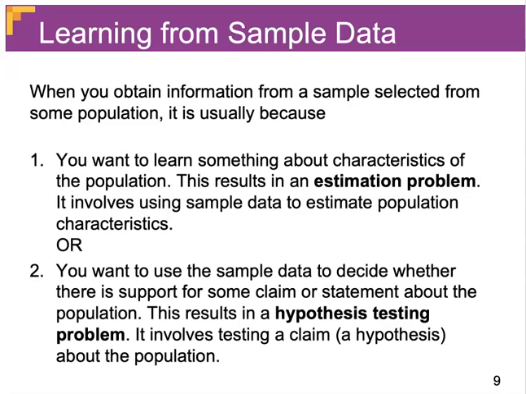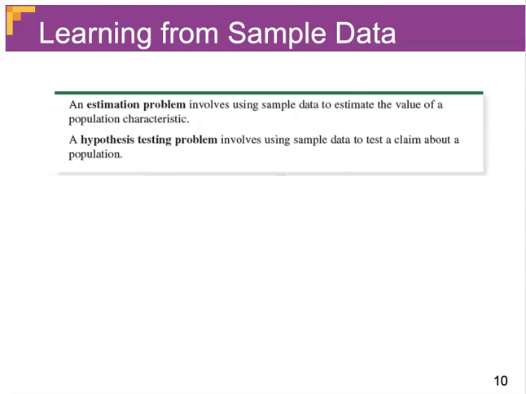Or we might want to do a hypothesis problem where we're going to use sample data to decide whether there is support for a claim or a statement about the population. So there's a subtle difference here. An estimation problem is simply trying to estimate some characteristic, whereas for a hypothesis problem we have some guess as to what we think that characteristic might be, and we're going to see if our data supports that guess. So at its bottom line, an estimation problem is using sample data to estimate a value of a population characteristic, and a hypothesis testing problem is using sample data to test a claim about a population.